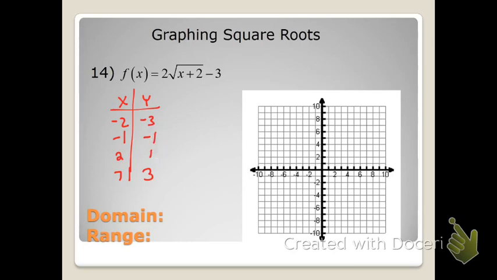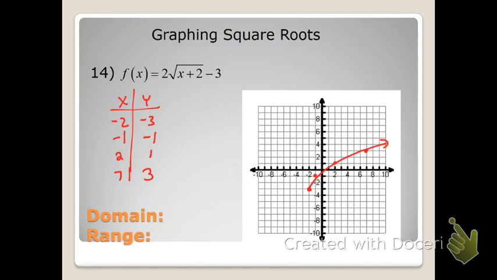Let's graph it. I recommend you start with the vertex, which is at -2, -3. And then we had -1, -1. And then we had 2, 1. And then we had 7, 3. I draw my graph, and that has a curve, and it should look like that. Does yours look like mine?